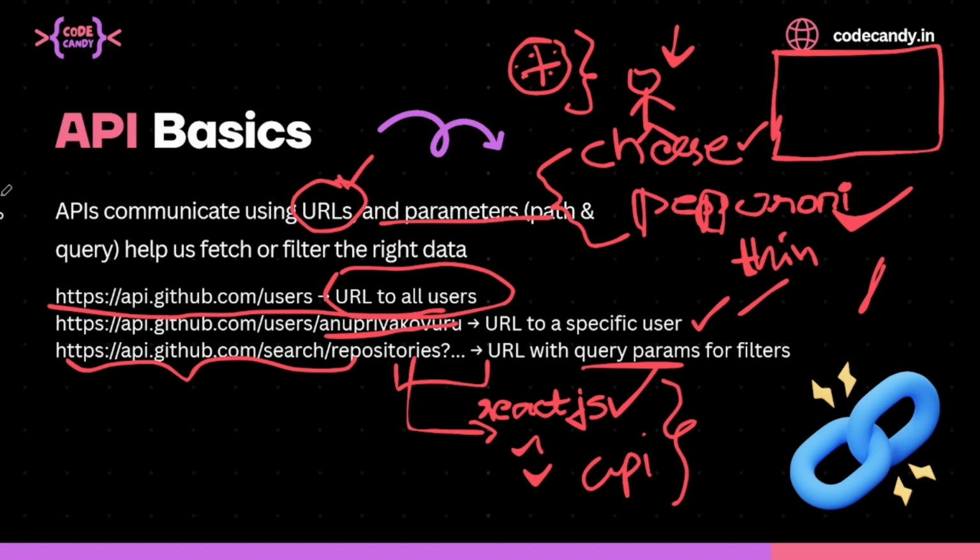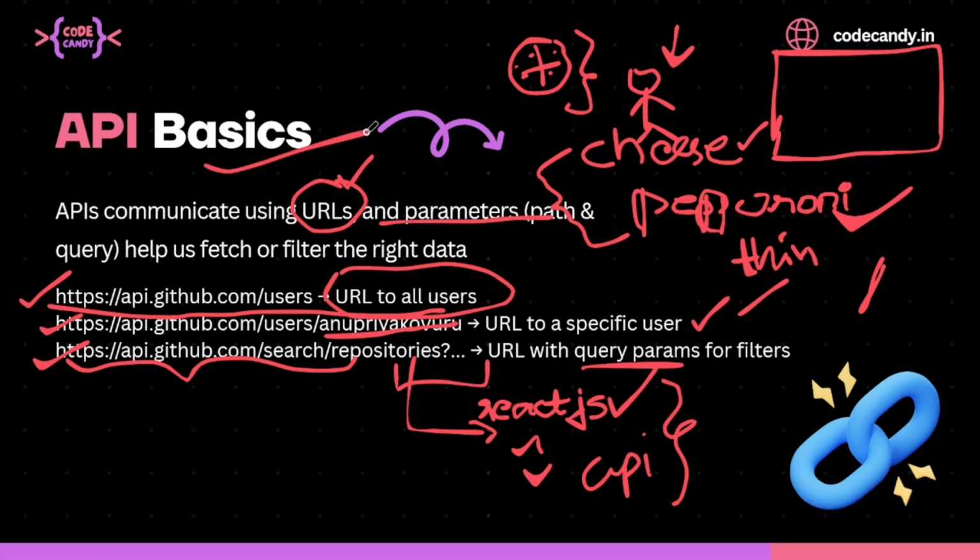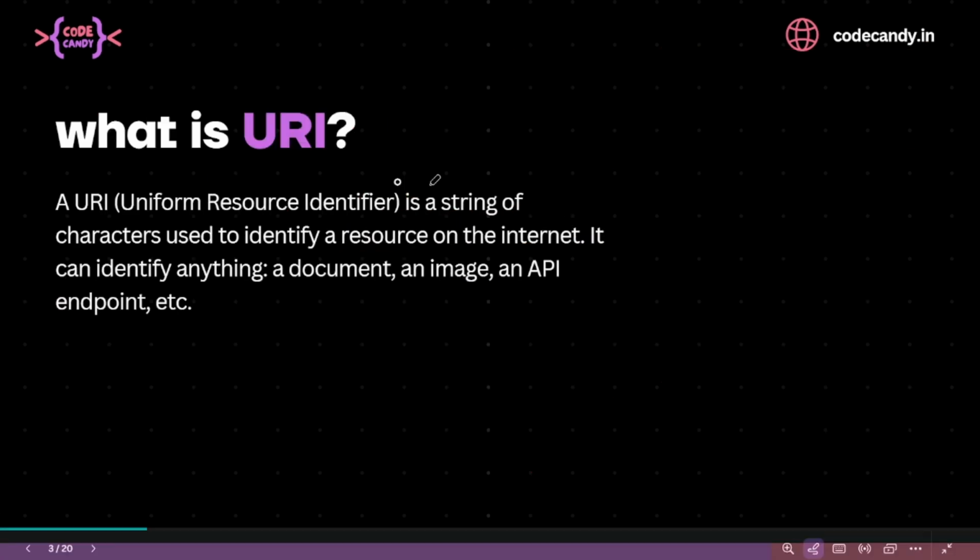So in short, URL is the address, path parameter is like zooming into that address, query parameter is like getting filters for what you want. That's how APIs make super communication. Let's jump into the second slide.